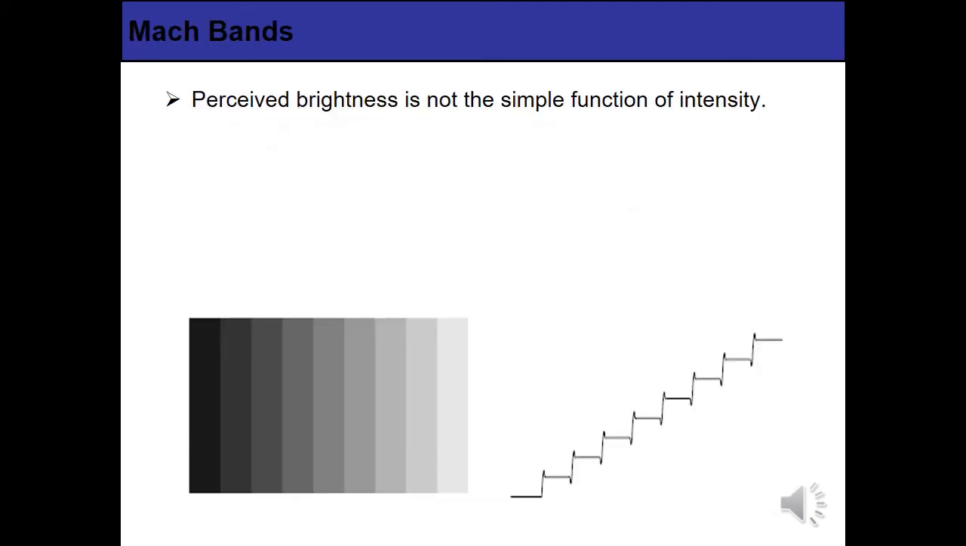What is the Mach band? Another very important phenomenon. The Mach band is based on perceived brightness, and it is not simply a function of the intensity.